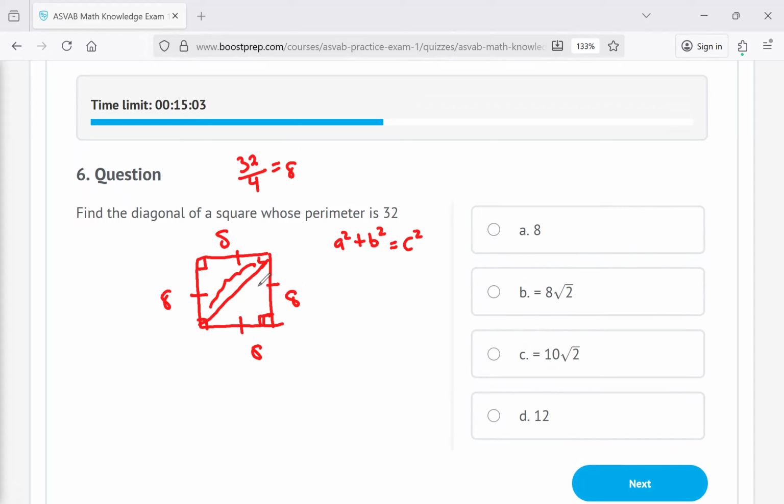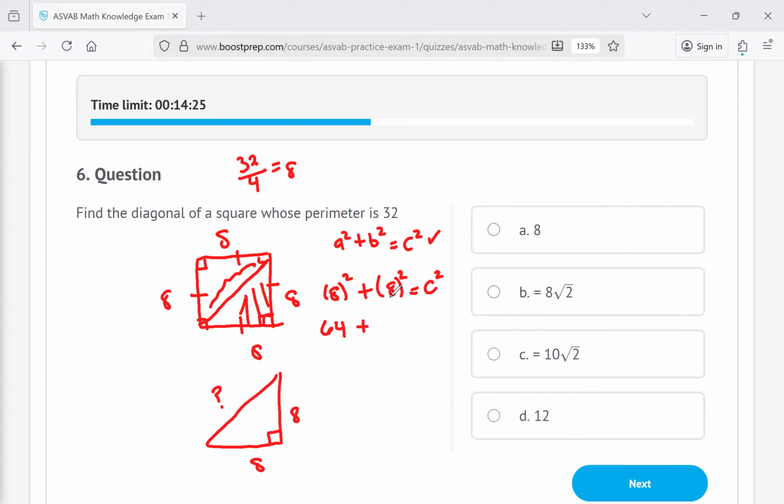Okay. Now we can get somewhere. Now, if you look at this triangle right here, it forms a right triangle and it forms these two legs that are 8. Now, how do we find this hypotenuse? Because that's what we want, that diagonal hypotenuse. So we can use the Pythagorean theorem. So a squared plus b squared equals c squared. So a is a leg, so one of my legs is 8. And then my other leg is 8, equals c squared. So what is 8 squared? It's 64.